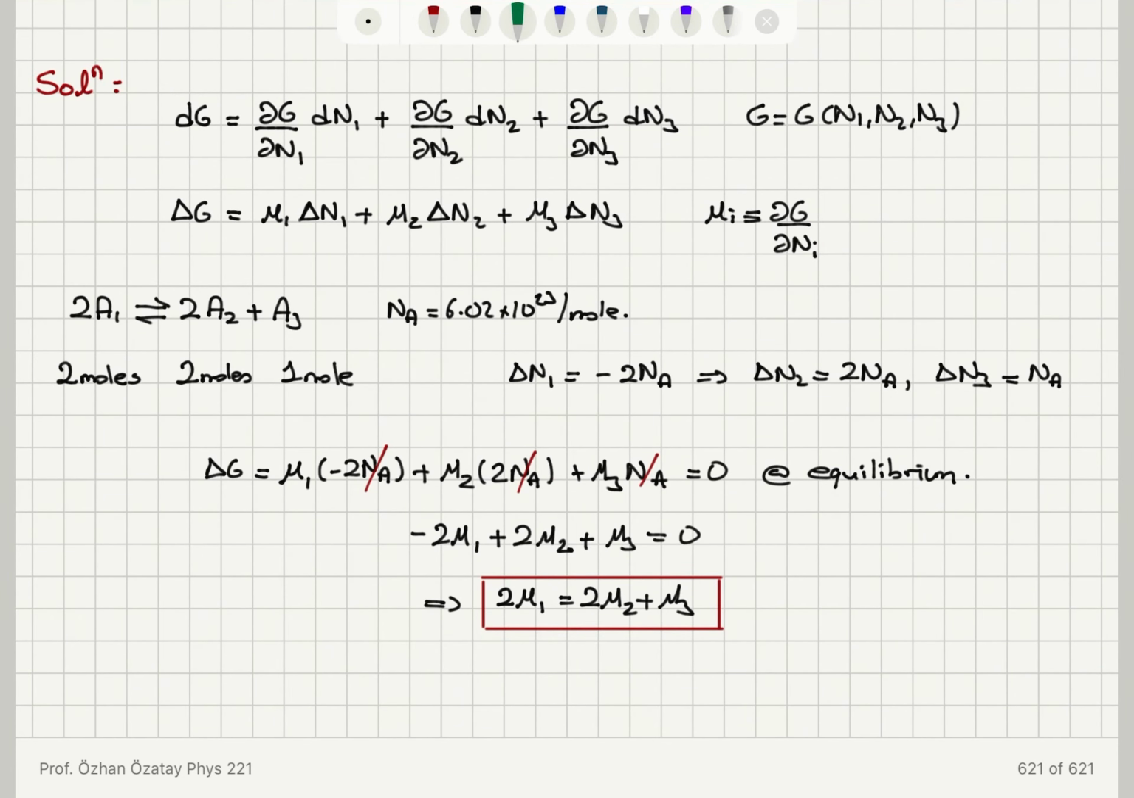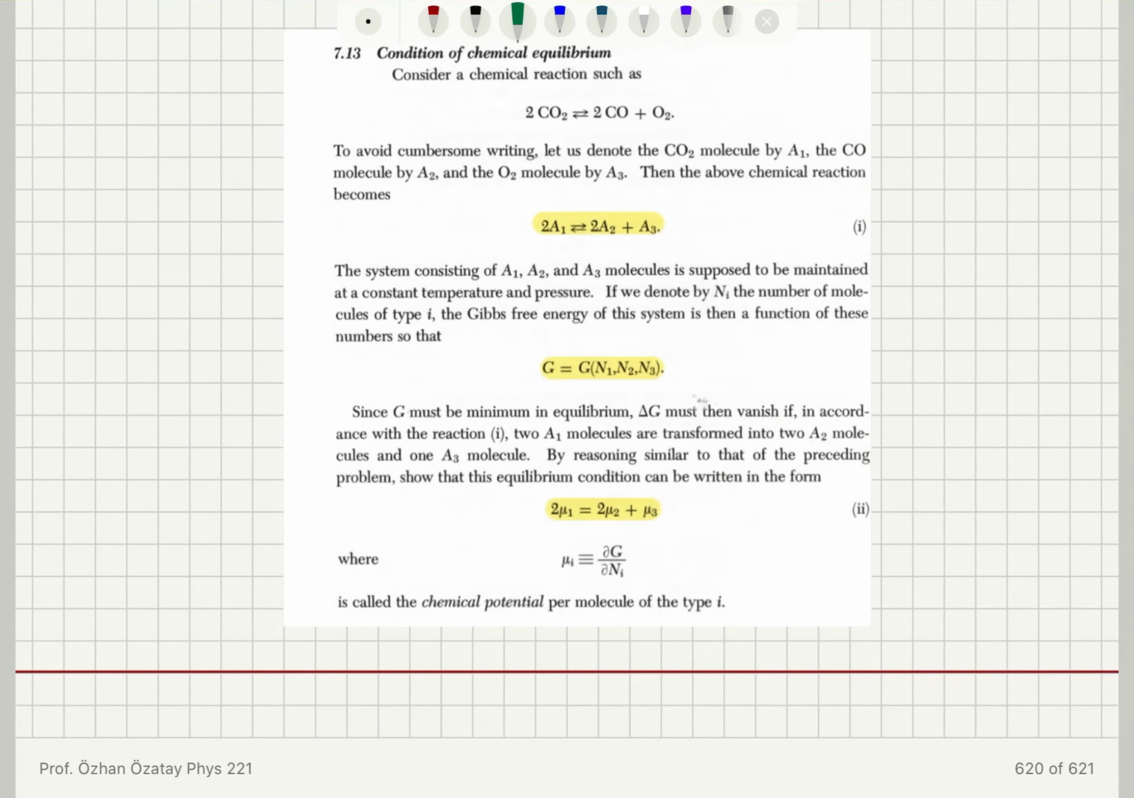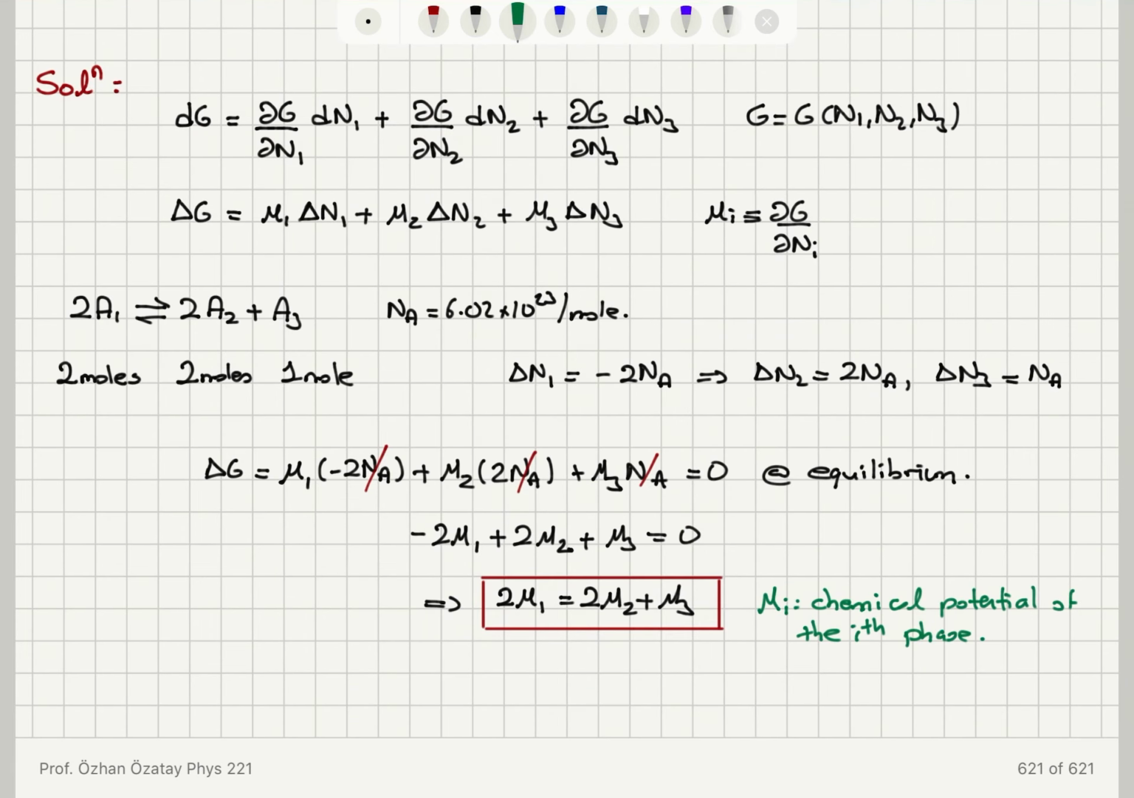So these mu I's are the chemical potential of the ith phase. Here we're going in between carbon dioxide, carbon monoxide, and oxygen. So what I'm calling phase is basically the different chemical compounds in this case.